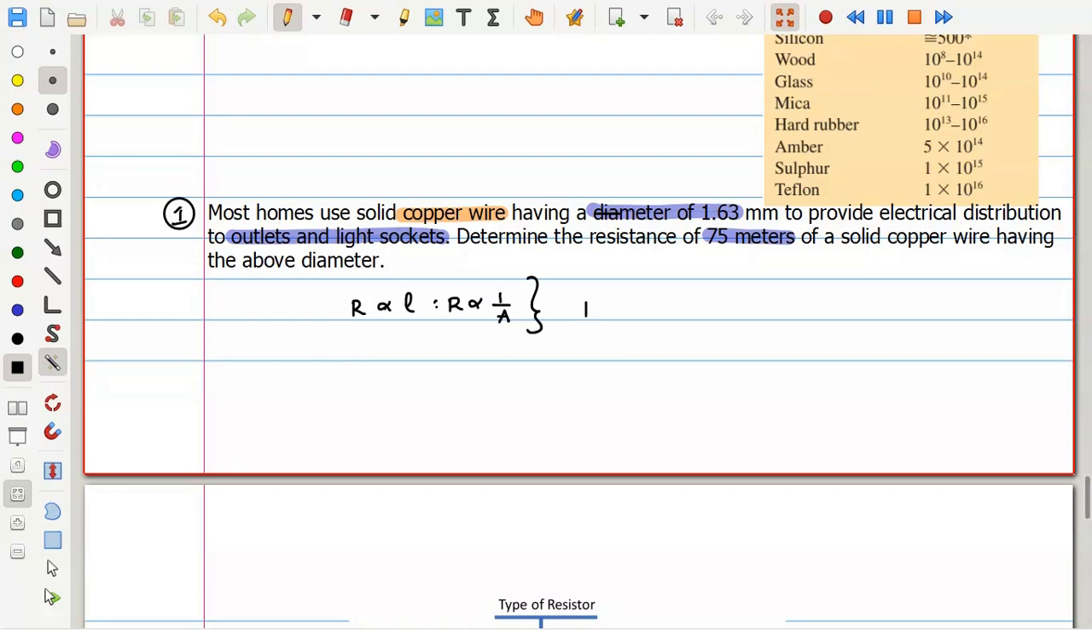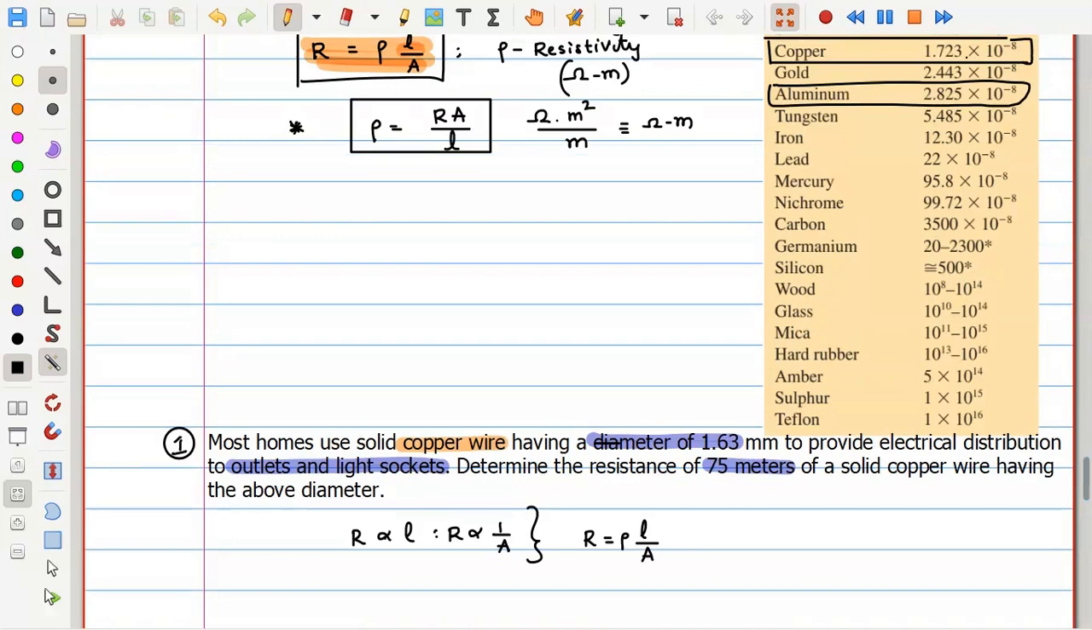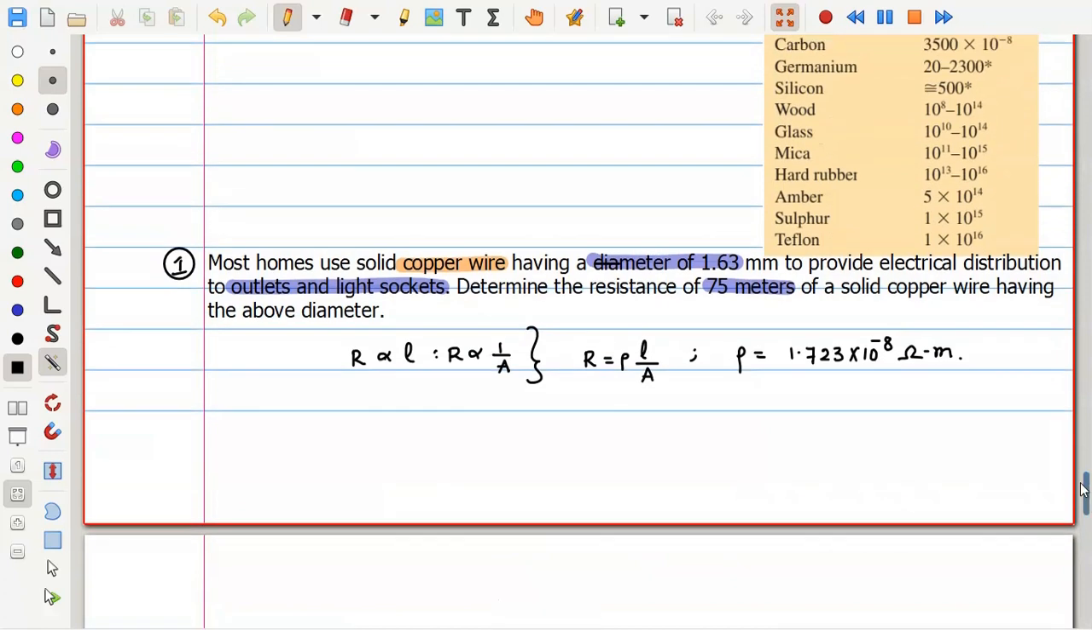And from these we can expect this relationship as rho L by A. And what kind of material is this? Copper. So for copper, how much is the rho? It will be given, otherwise this table will be given. So rho is equal to, for this copper, 1.723 into 10 power minus 8. What are the units? Ohm meter.